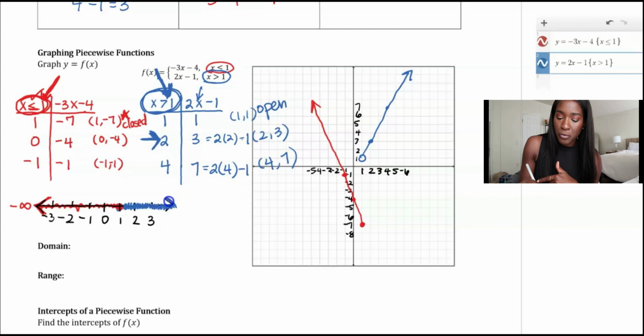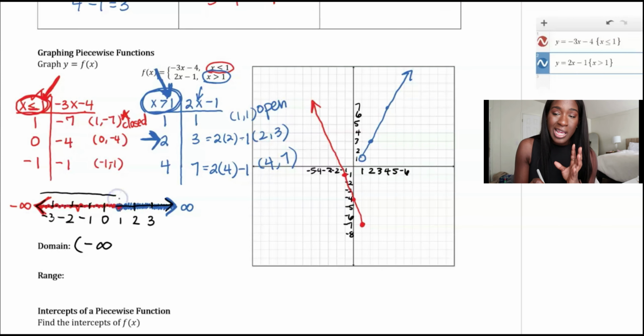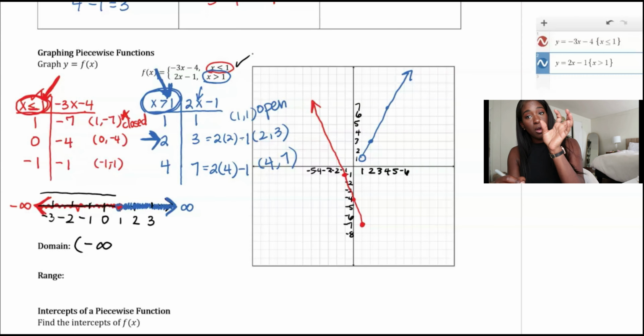And then to get the domain, we read the shading from the left to the right. So the shading starts off at negative infinity. I can see that shading off the negative infinity in red. As we move to the right, everything is shaded. Sometimes people get nervous when they get to 1. Is 1 shaded? Yes. 1 was included in the red piece. So do not stop at 1. Keep going. It goes all the way past 1.